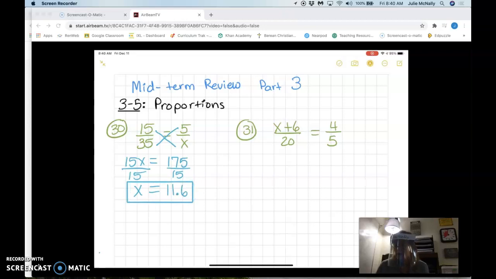So x equals 11.6 in this problem. So all you're doing is cross multiplying and then solving for x.